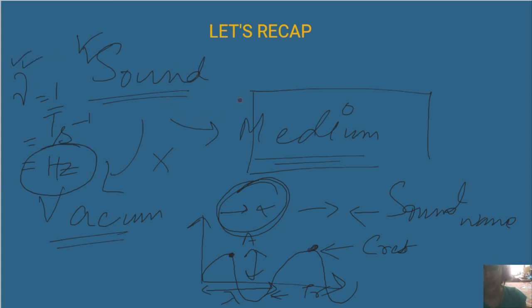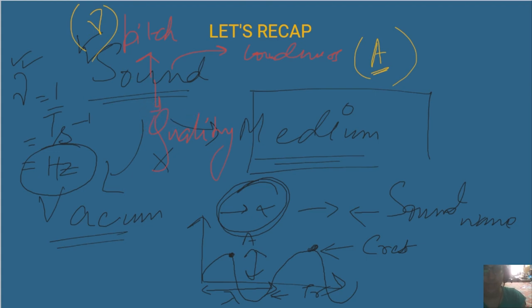We also talked about the different characteristic properties of sound, which were loudness, pitch, and quality. Now loudness, we had talked about how it depended on amplitude. The more the amplitude, the more the loudness. We talked about pitch and how it is related to frequency. So the sounds which have more frequency will be shrill.